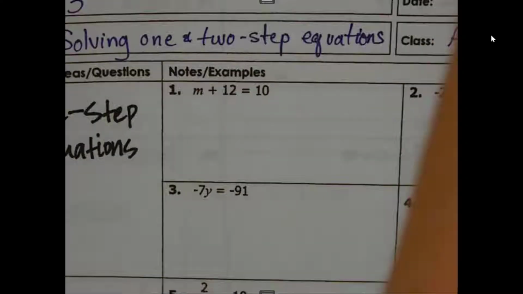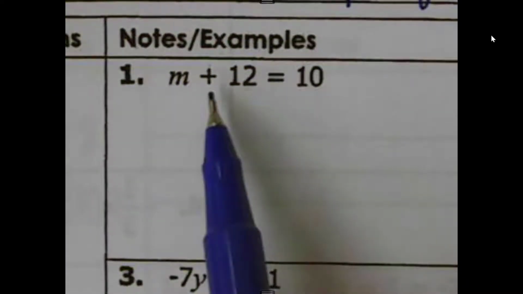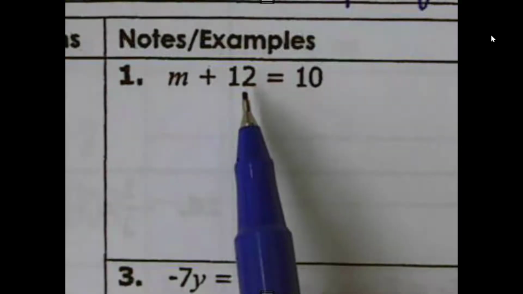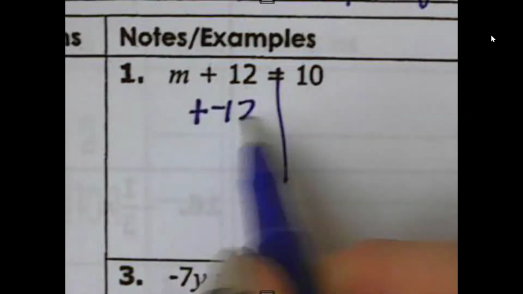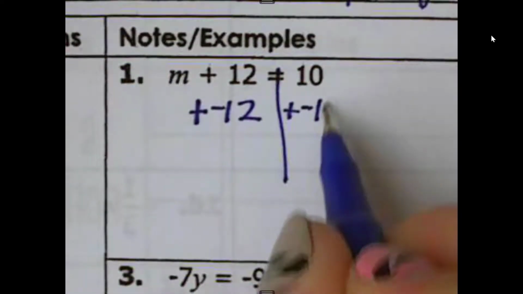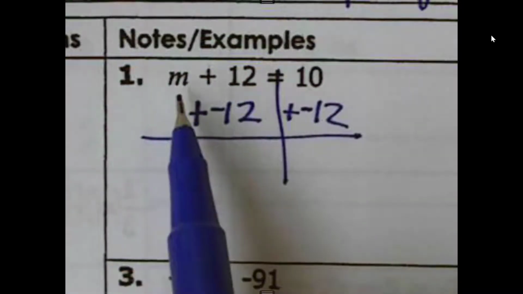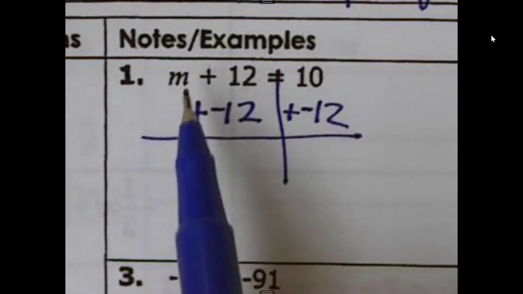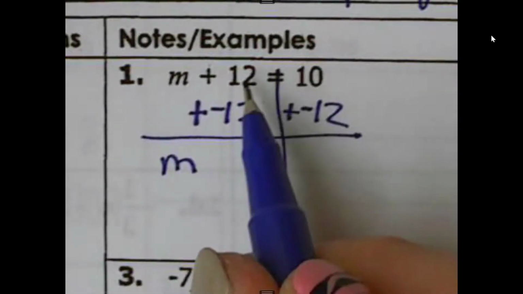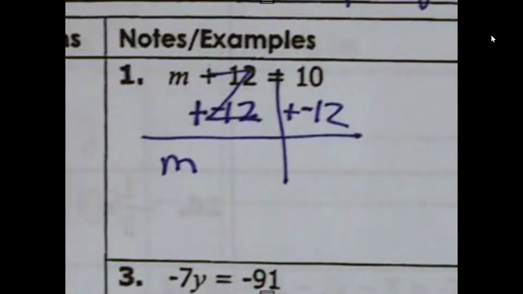Okay, so we look at the operation. We've got m plus 12 equals 10. So the opposite of 12 is negative 12. So that's what I'm going to add. I'm going to add the opposite to both sides. Now the reason why we're doing that, remember, you always want to get the variable solved by itself. Positive 12 plus negative 12, that's a zero pair, so we just zap it out.